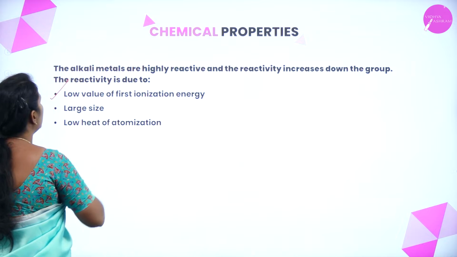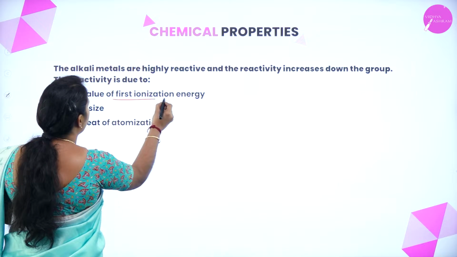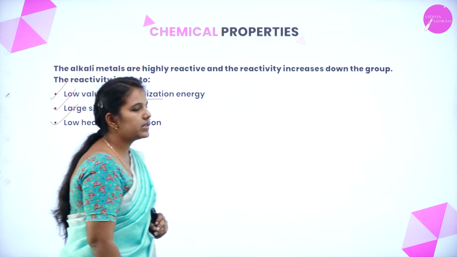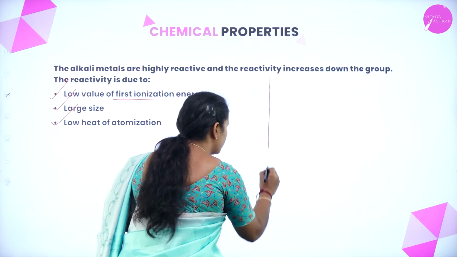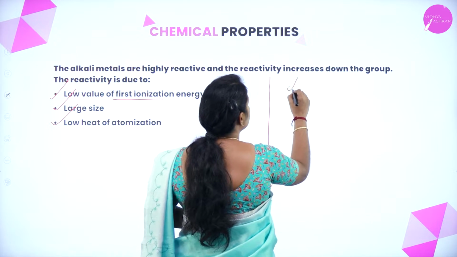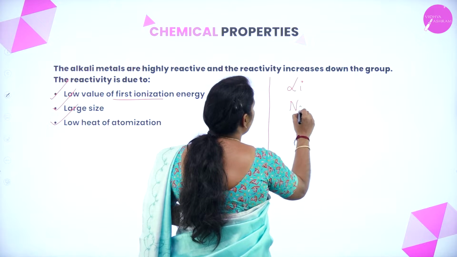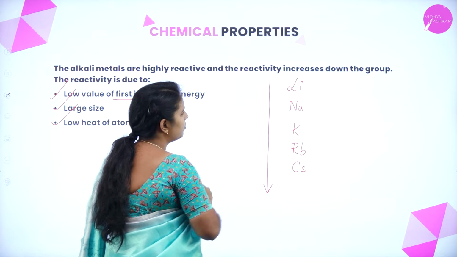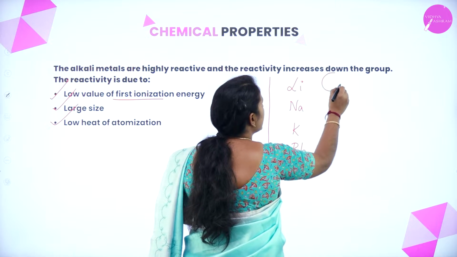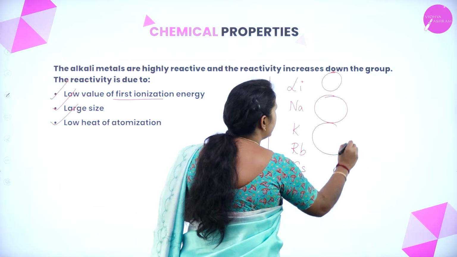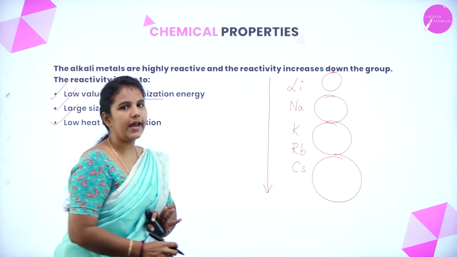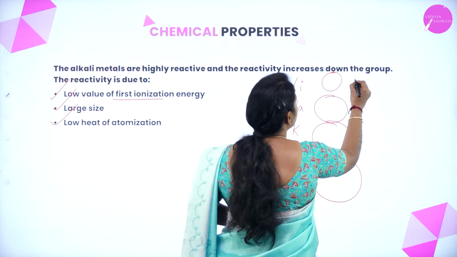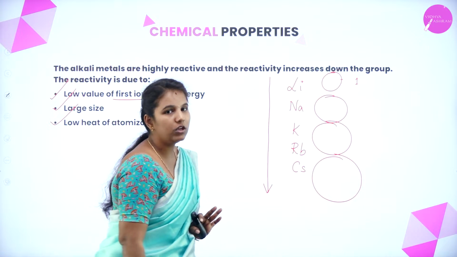That is mainly because of the low value of first ionization energy, the larger size and low heat of atomization. As we move down the group, the first element is lithium, then sodium, potassium, rubidium and cesium. As we move down the group, what will happen to the size? The size of the atom also increases, and we know that each of these elements has one electron in its outermost shell.